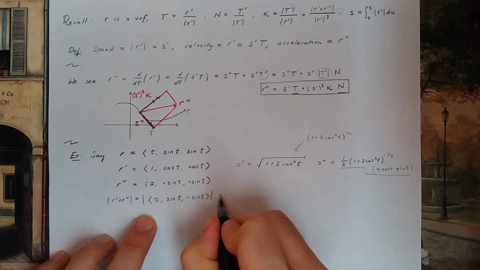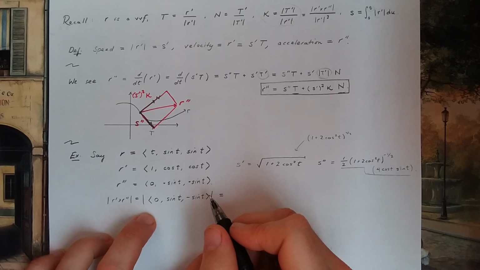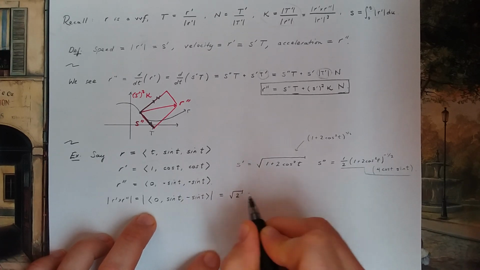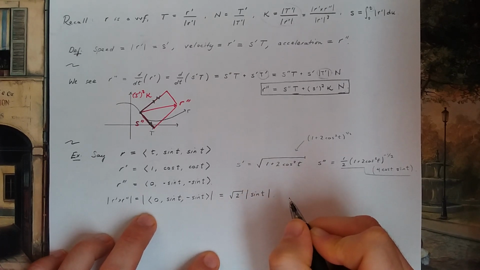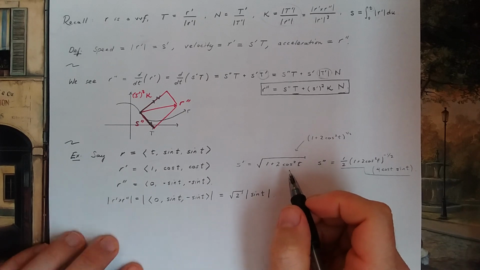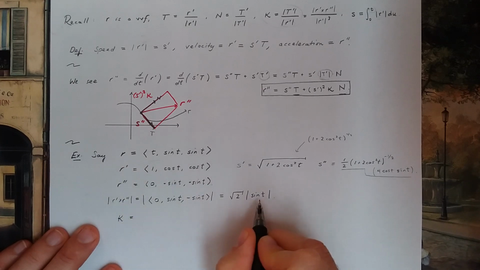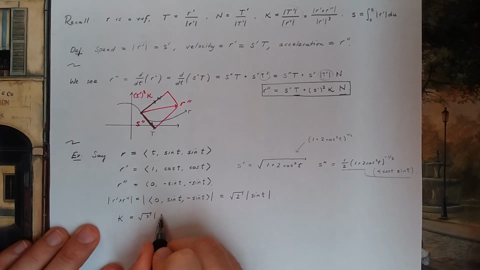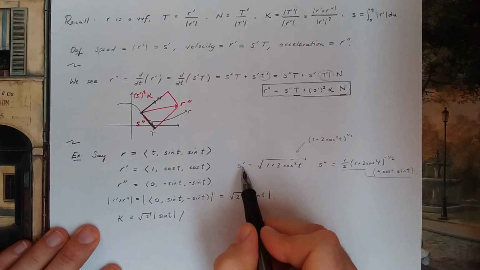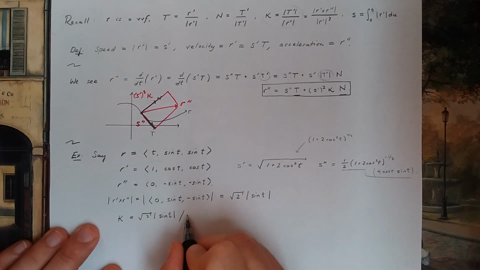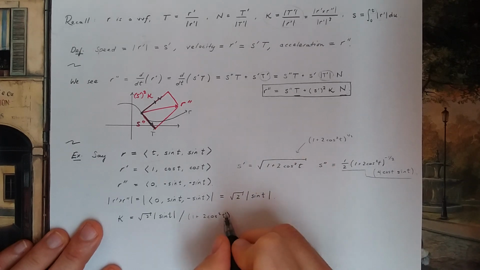So the magnitude of the cross product is the magnitude of this vector, which I believe, if you do the calculation, would be the square root of 2 times the absolute value of sine t. Okay, so that's the magnitude of this cross product. And then the curvature kappa is this magnitude divided by the speed cubed. So 1 plus 2 cosine squared t to the 3/2 power.